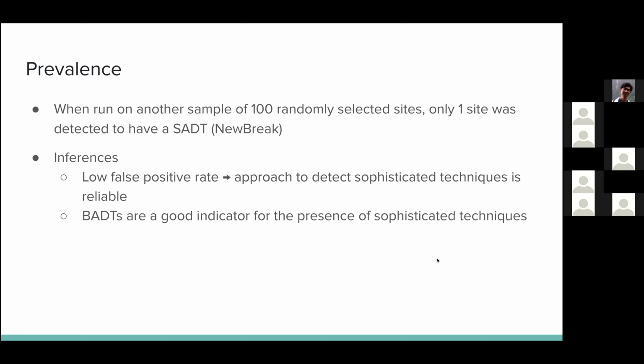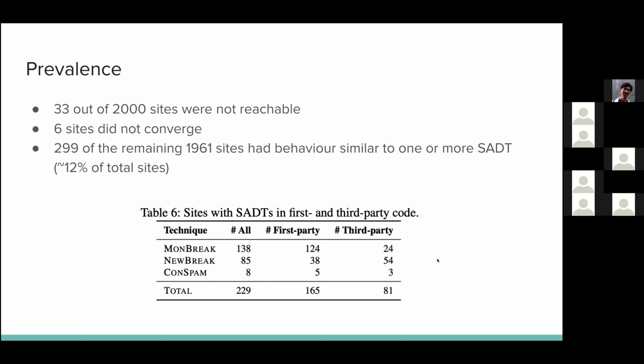By the way, how do they collect these 2,000 sites? Oh, right. The 2,000 sites were the 2,000 websites that, sorry, give me a second. They were the 2,000 websites with the highest severity score according to the first study.